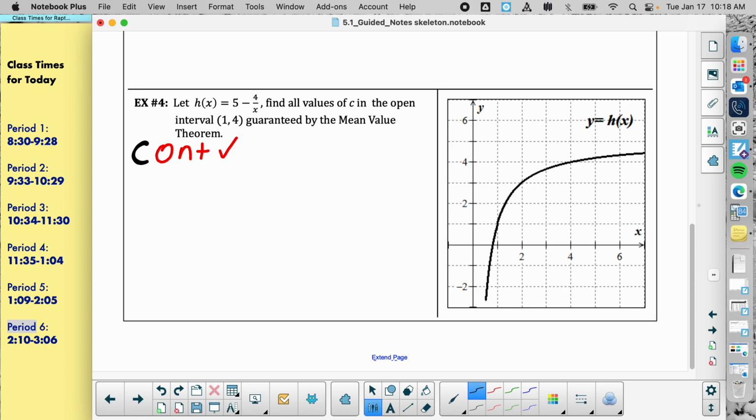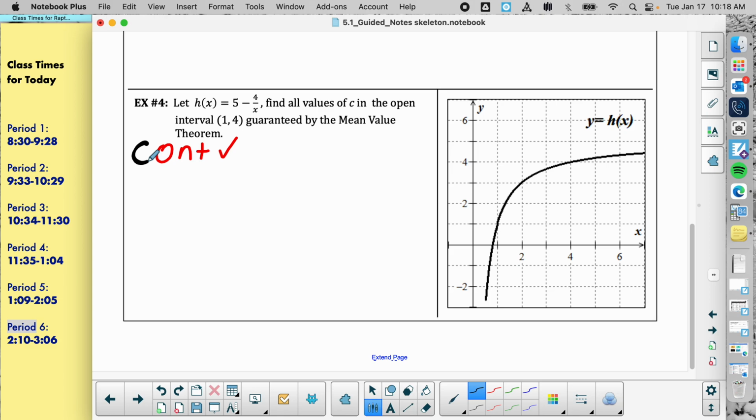What's the next thing we have to check for? Wait, let's call on people. That's more fun. Okay, what's the next thing we have to check for? We checked if it was continuous between 1 and 4. Next, we have to check, I think you said it, differentiable. Nice. How do you know?